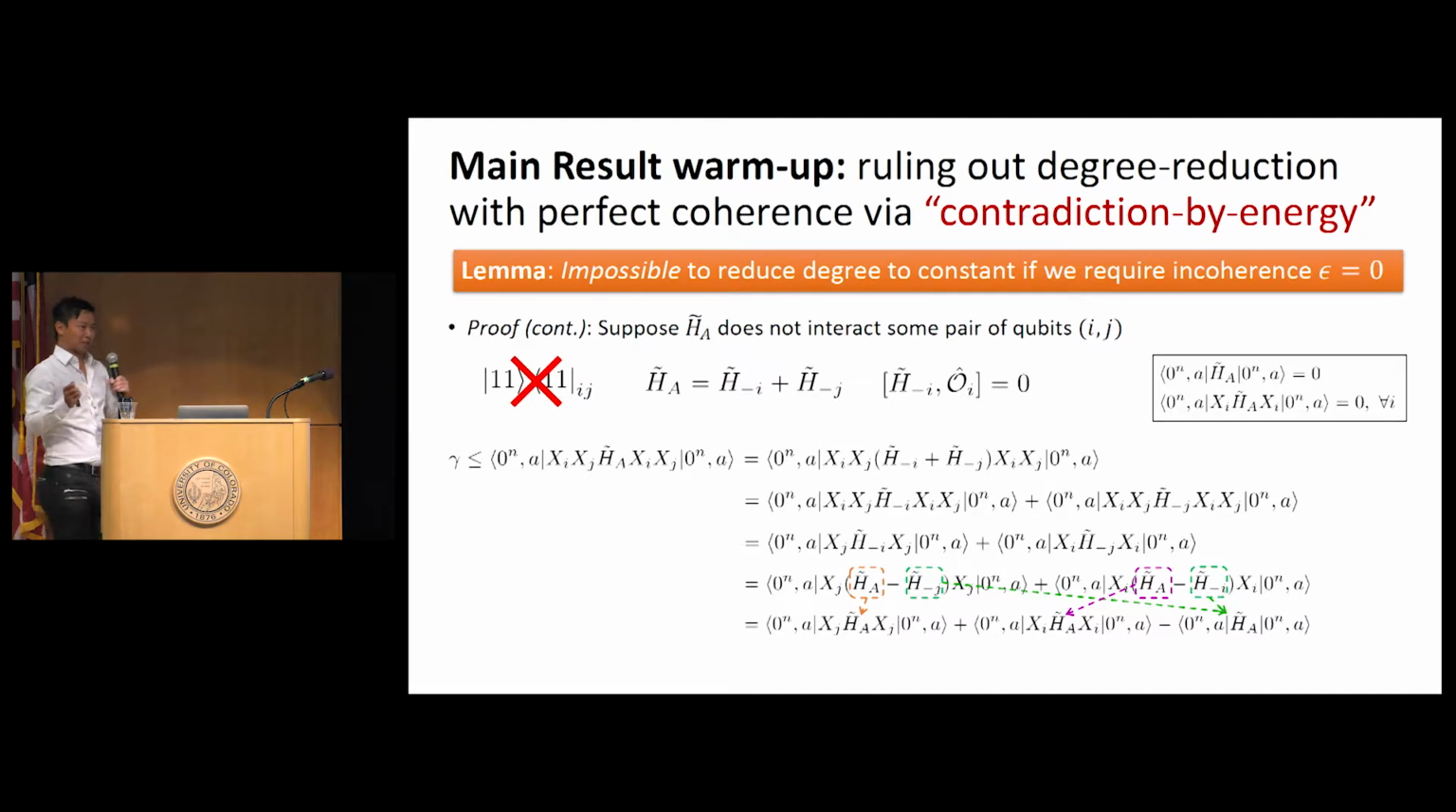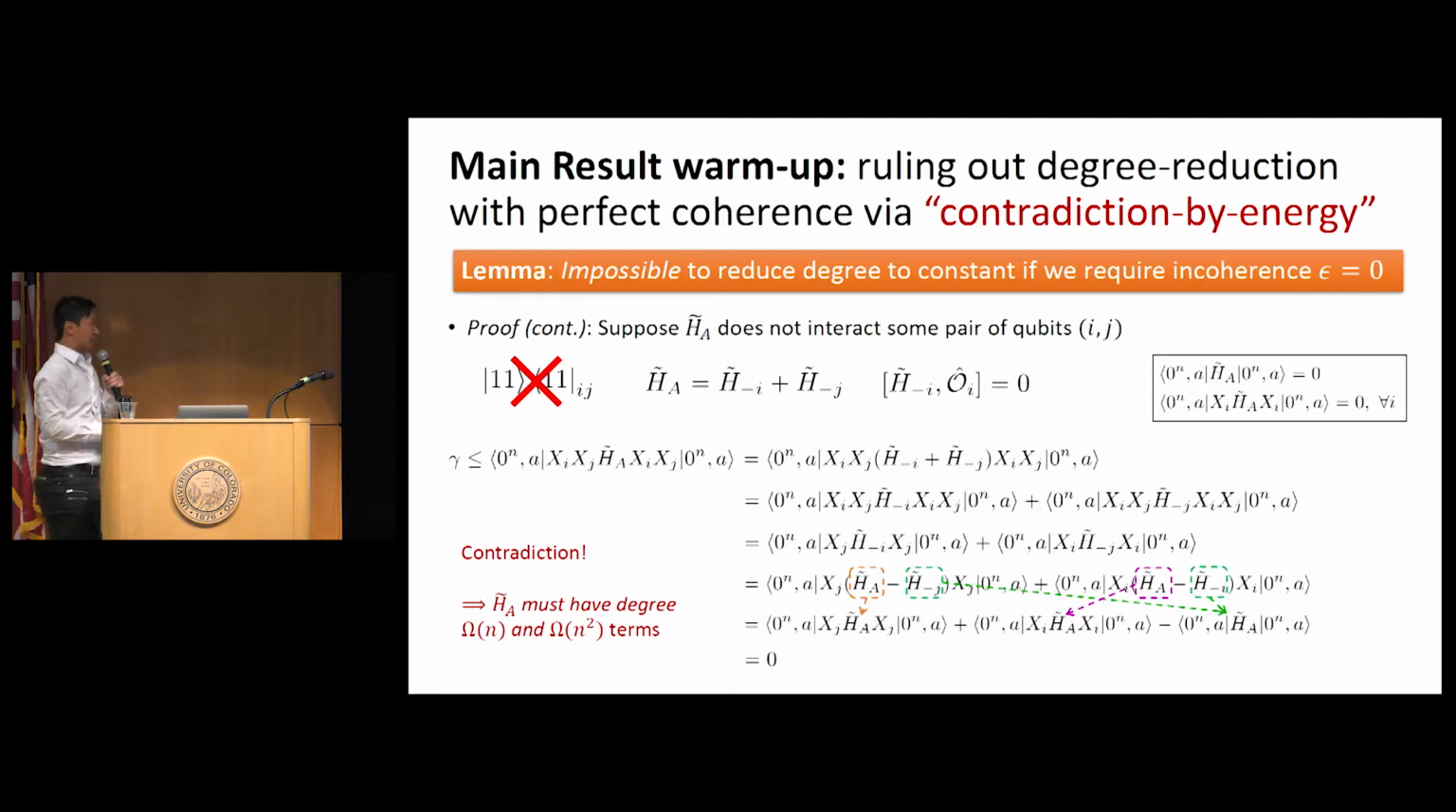So apologize if you have gotten a little bit lost, but essentially the point here is that you can write the doubly excited state's energy as a linear combination of the single excitation and zero excitation states. And as we said earlier, these have energy 0, and here we have a contradiction.